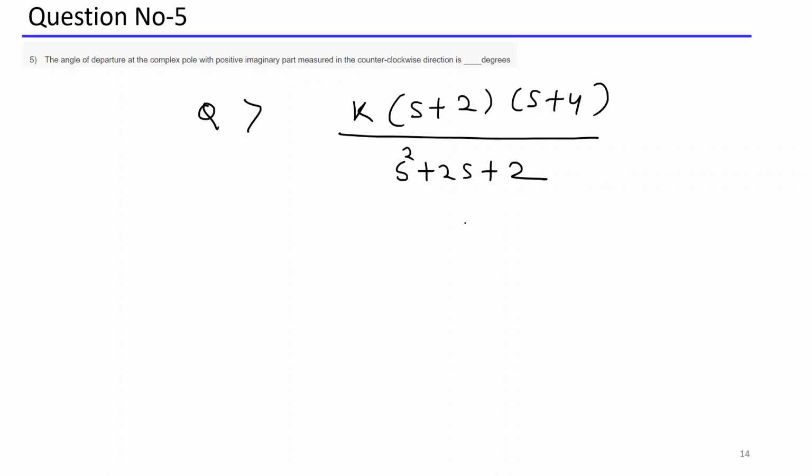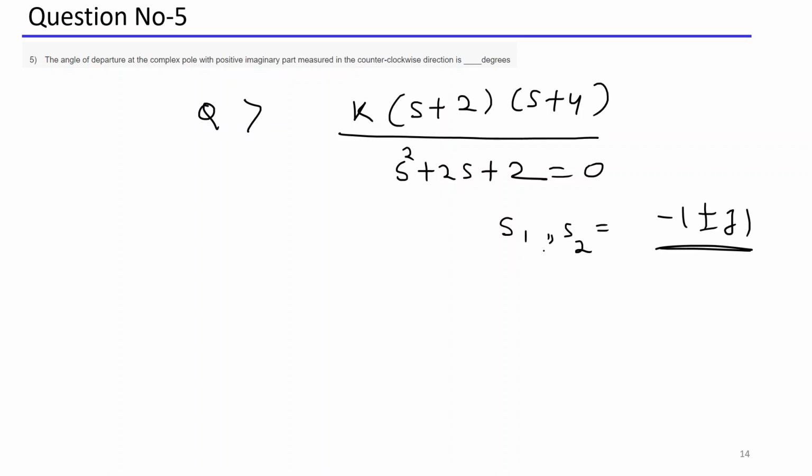Okay. So s square plus 2s plus 2 equal to 0. Can anybody tell me what the pole locations are, s1 and s2? Minus 1 plus or minus j1, right? Yes, sir. This is the step you have to do. So I'm telling you how you will find the angle of arrival and angle of departure directly.